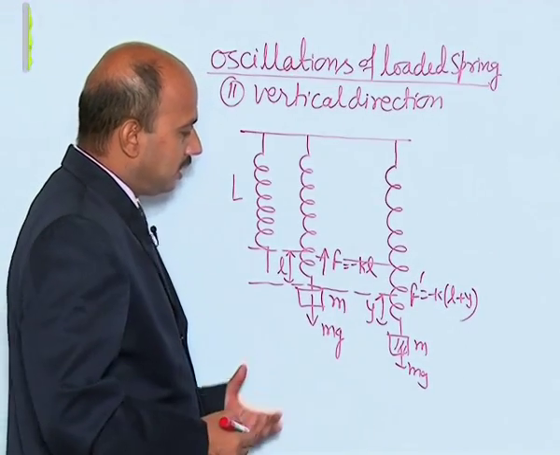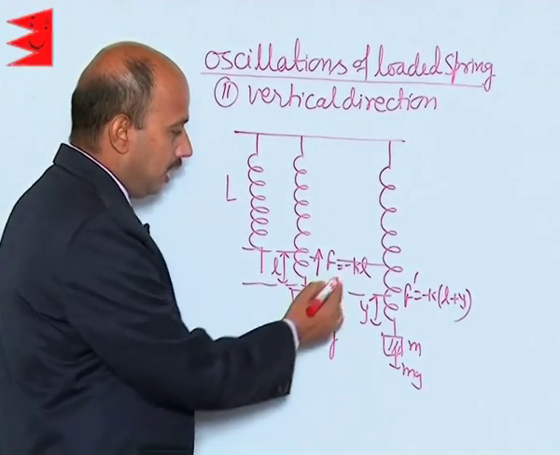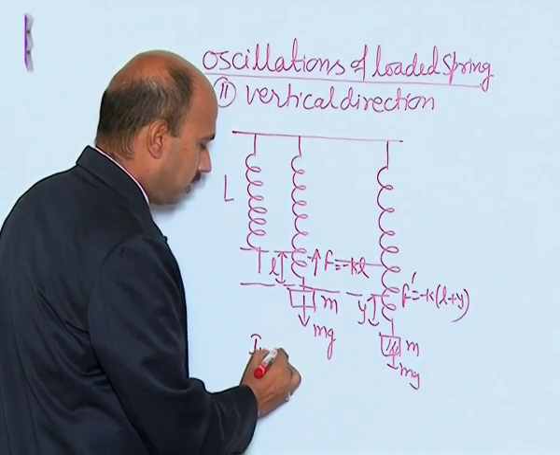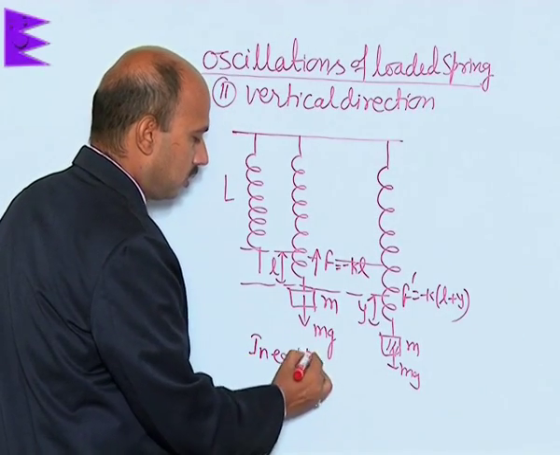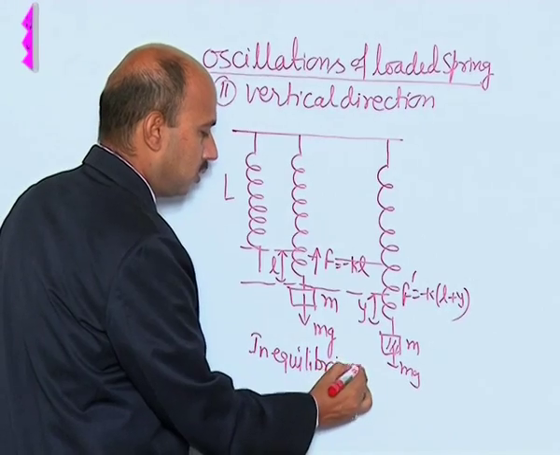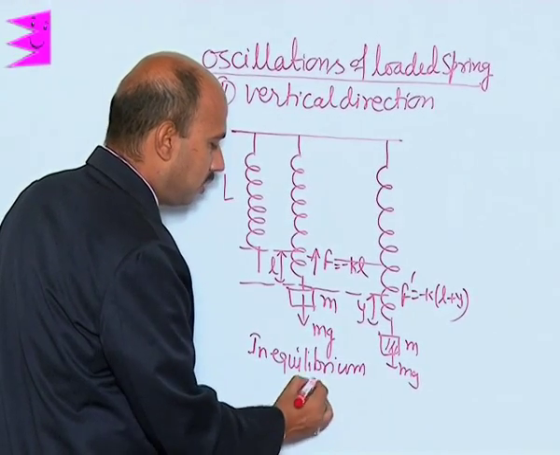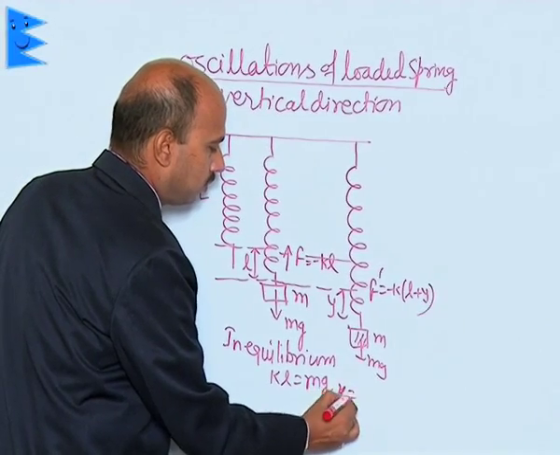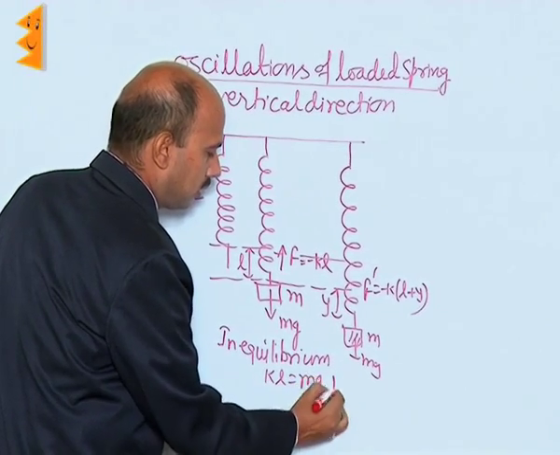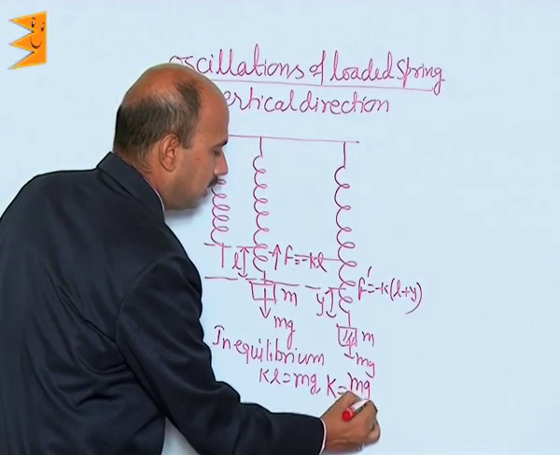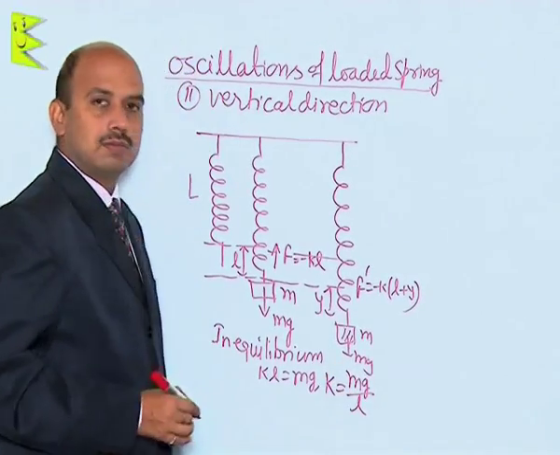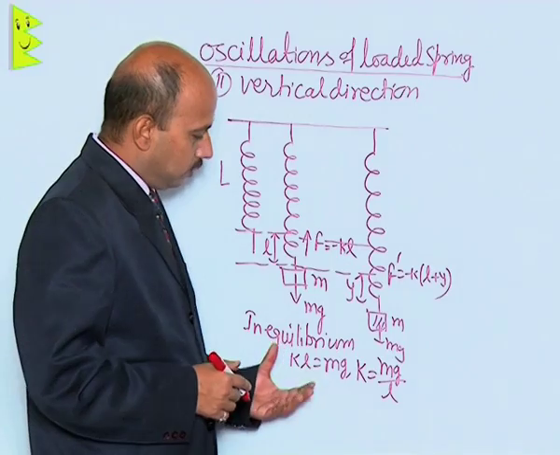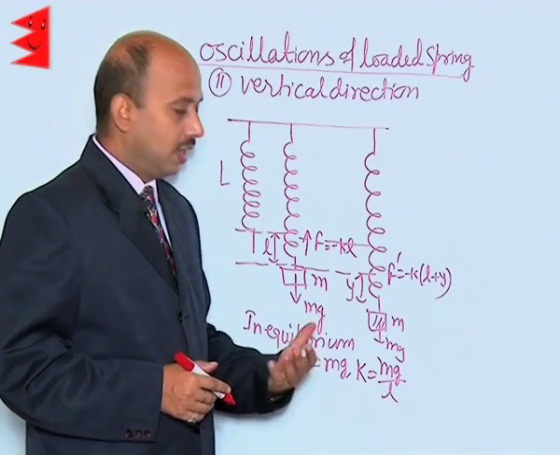Now, we can imagine this situation first. In equilibrium, we can write KL is equal to mg. So, K is equal to mg upon L. So, now see here, in equilibrium K is equal to mg upon L.